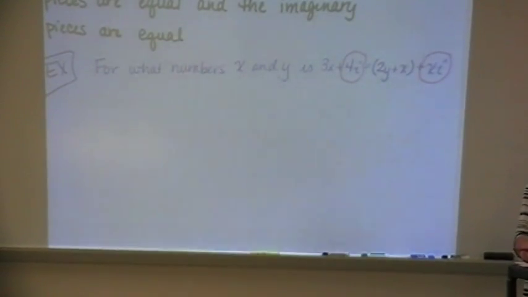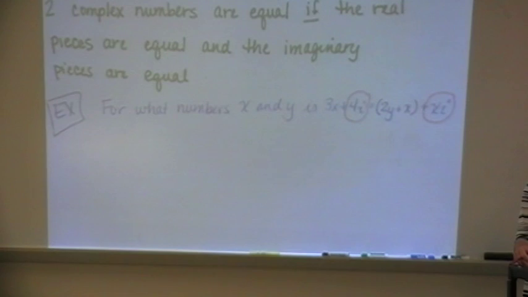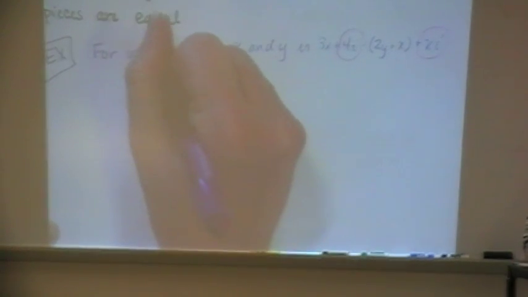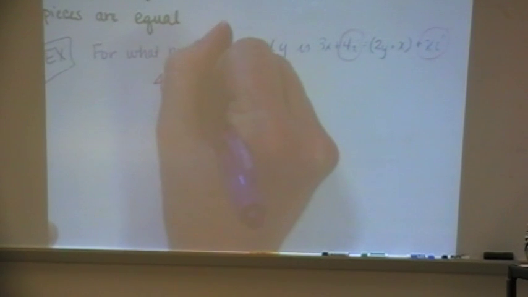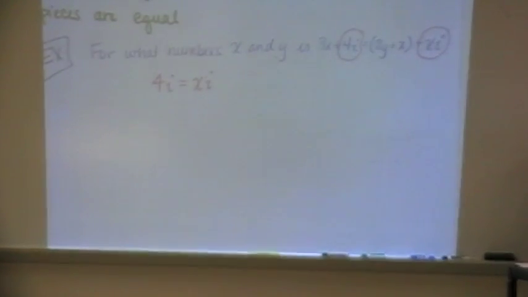So according to this statement, those two things have to be equal. So 4i has to equal xi. Well, that makes this easy. x, in this case, would have to be 4. That's the only way those two things would be equal.